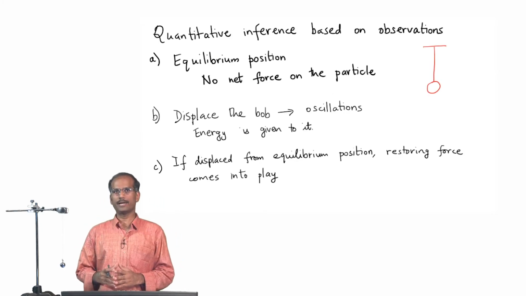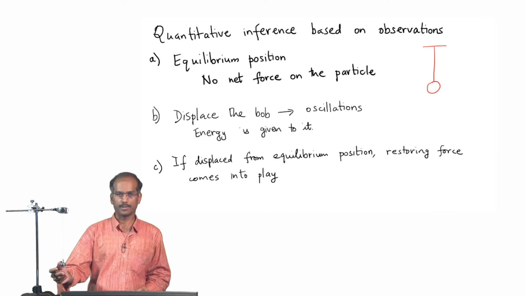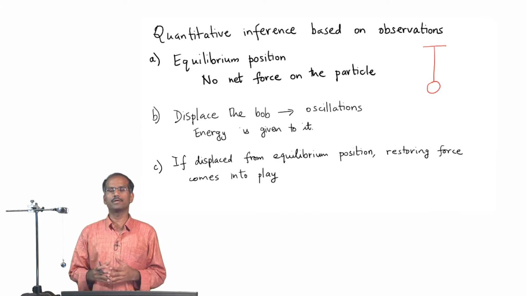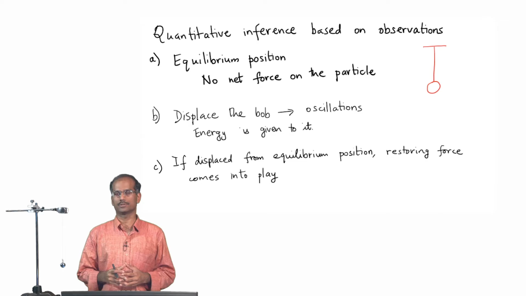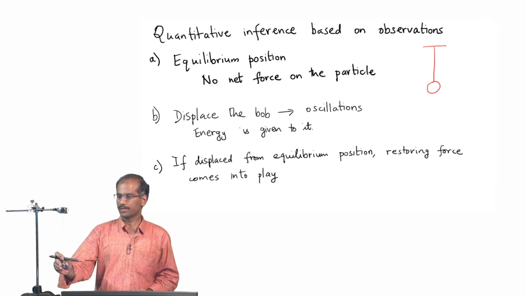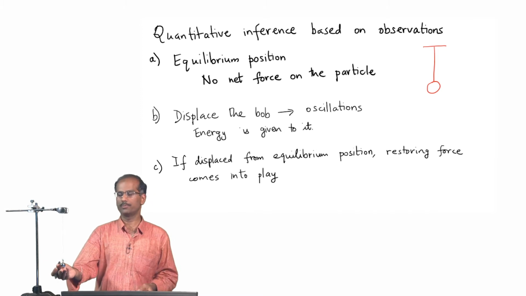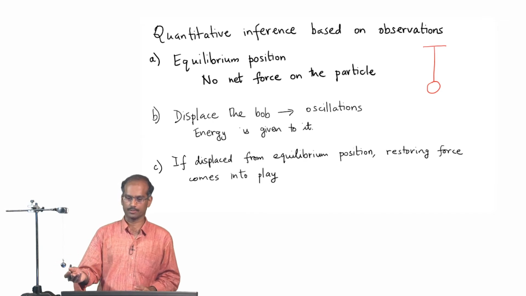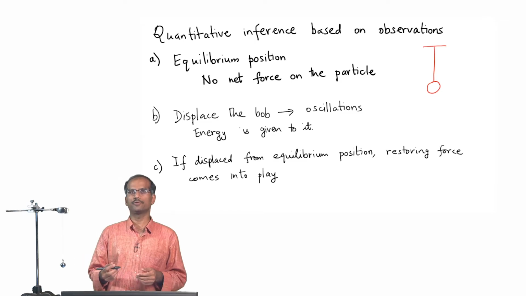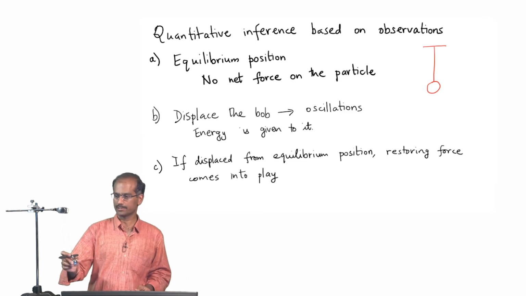So, let us get back to our pendulum here, and let us see what are the inferences that we can make about this system. So, when nothing is done to this system, the position of the bob is what we can call the equilibrium position. At this position the bob does not experience any net force, which is why it does not move at all from there. And it is very useful because if you want to measure any displacement, you could do it with respect to this equilibrium position.